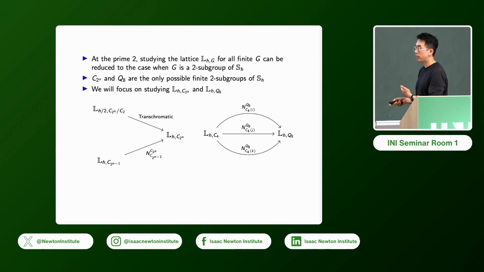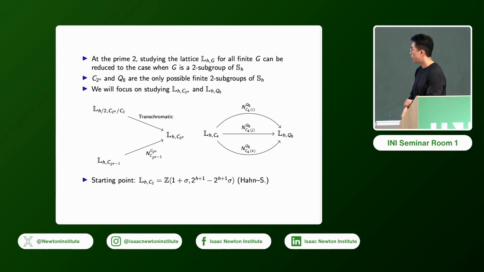So that's how I study C2n. If I want to study Q8, this is what I do. Q8 has C4 as a subgroup. In fact, it has 3 different C4 subgroups. There's the one generated by I, the one generated by J, and the one generated by K. So if I have a C4 periodicity, I can norm it up to Q8 in 3 different ways. If I just have one periodicity here, I get 3 periodicities here by applying 3 different kinds of norms. So I get 3 for the price of 1.